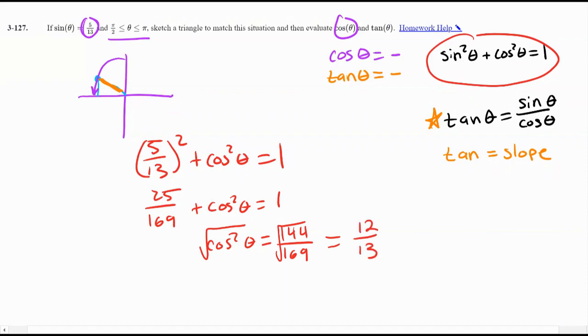12/13. Now pause. If you said that cosine of theta is 12/13, you are wrong. Why? Because we said that cosine is negative. So make sure that you tell me that cosine of theta is negative 12/13.